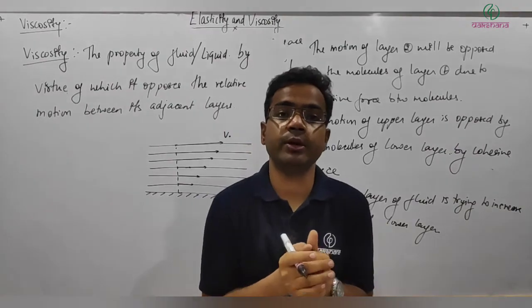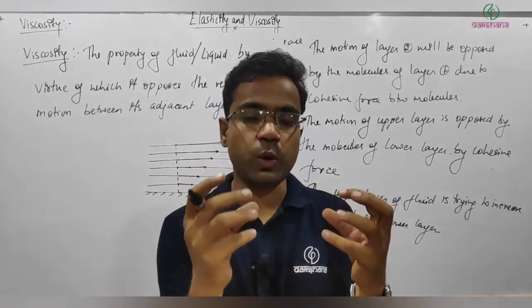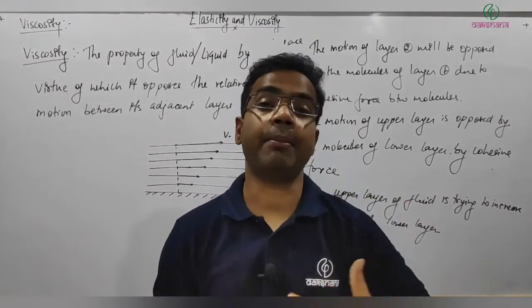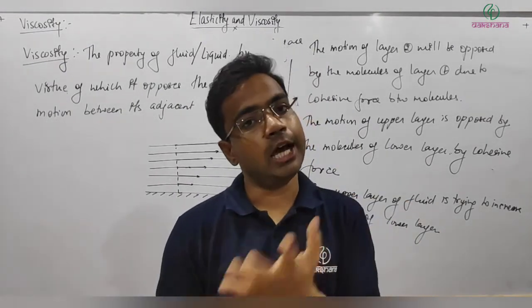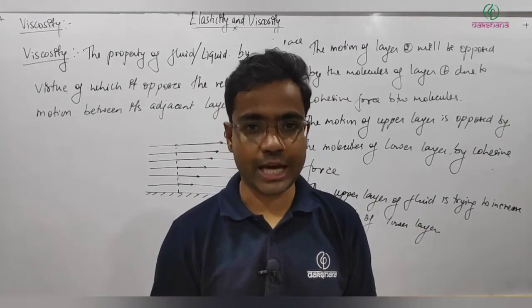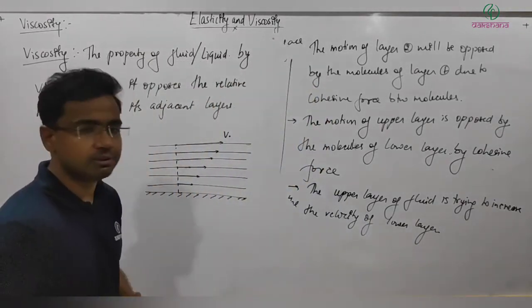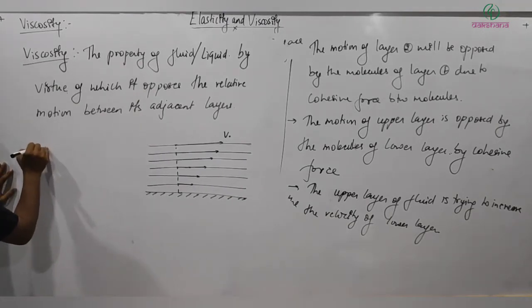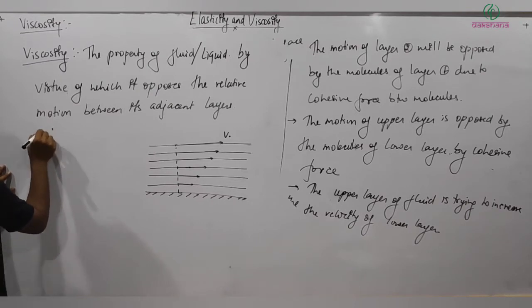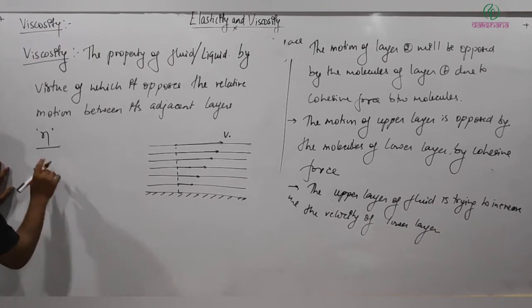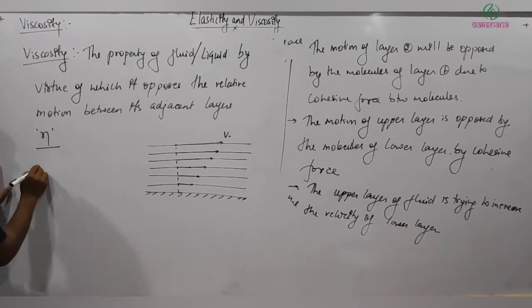If the density of the fluid is higher, what does that mean? The molecules are more closely packed, so they apply more force on the other molecules and offer more resistance, so the viscosity of that liquid will be higher. So we can say the viscosity is almost proportional to the density. This is the viscosity property, and it is denoted by eta.